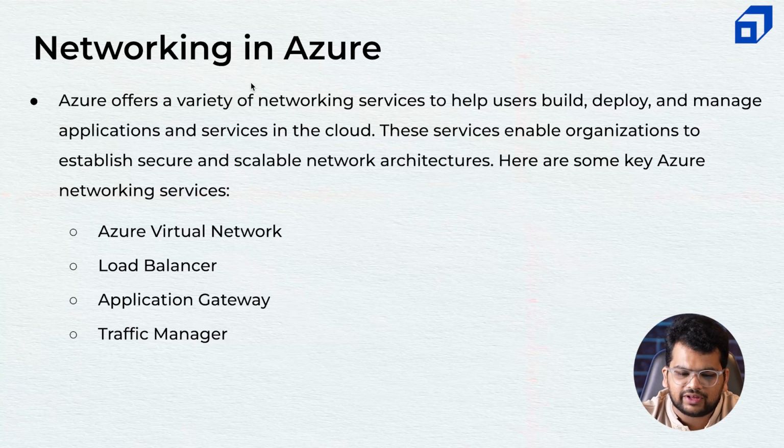Now one of the major core services of Azure is networking. Let us understand what networking means in Azure. Azure offers a variety of networking services to help users build, deploy and manage applications and services in the cloud. These services enable organizations to establish secure and scalable network architectures. Here are some of the key Azure networking services. One is Azure Virtual Network, another is Load Balancer, third is Application Gateway, and fourth is Traffic Manager. There are a number of other networking services as well, like Azure Firewall, but we will be covering only four as of now.